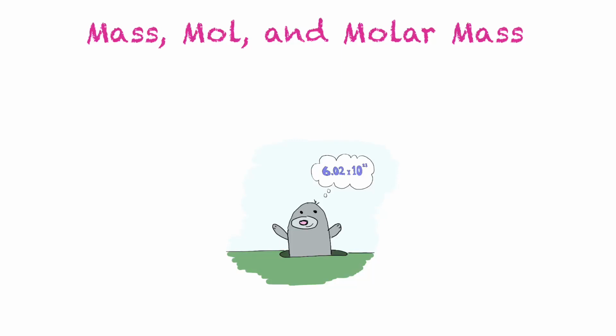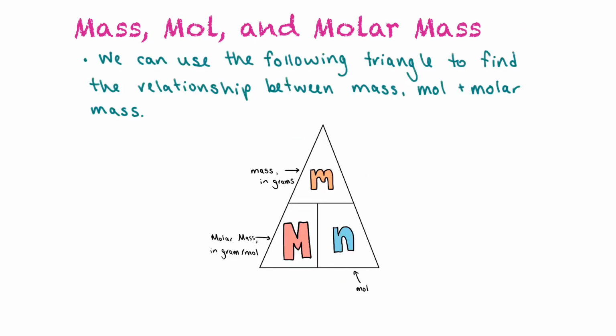In this video, we're going to explore the relationship between mass, moles, and molar mass. So we can use the following triangle to find the relationship between mass, mole, and molar mass. Right here, this is mass, which is measured in grams. So if you're given a value that's not grams, you need to convert it to grams. This is molar mass, which is measured in grams per mole, which we've been practicing with. And then this is the symbol for moles, which is little n.